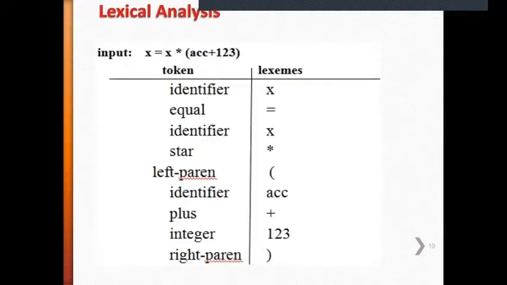Now this is an example: x = x * ACC + 123. Here we find the identifiers. x is an identifier, ACC is an identifier, 123 is a constant, plus is an operator, the star is an operator, and equal to is the assignment operator, along with the open and close parentheses. These are all the tokens and lexemes for the given input.